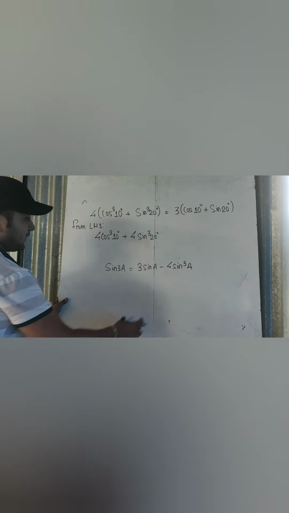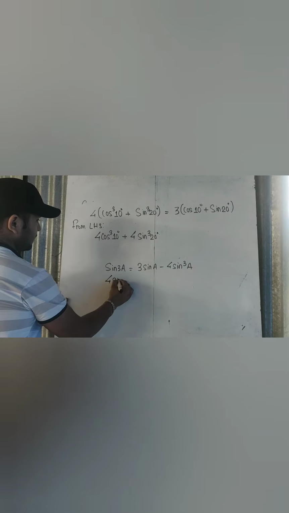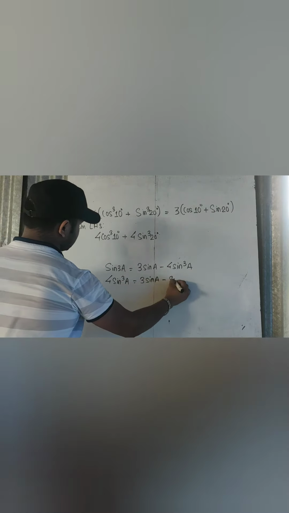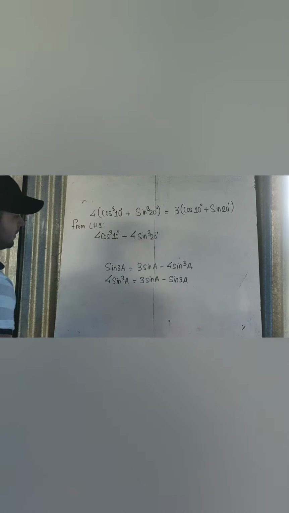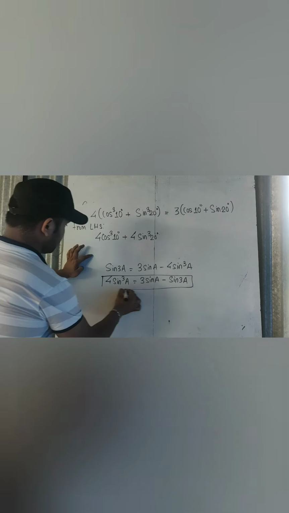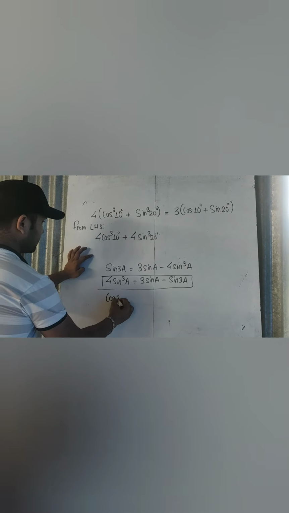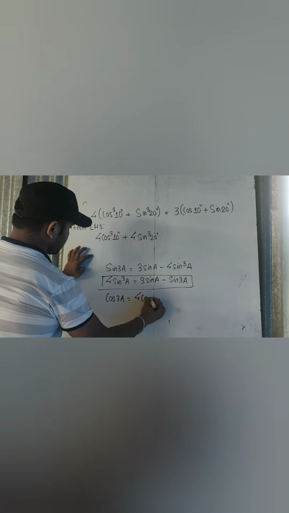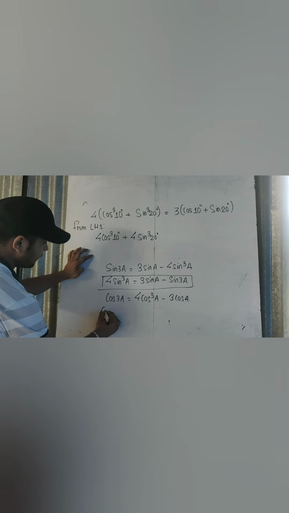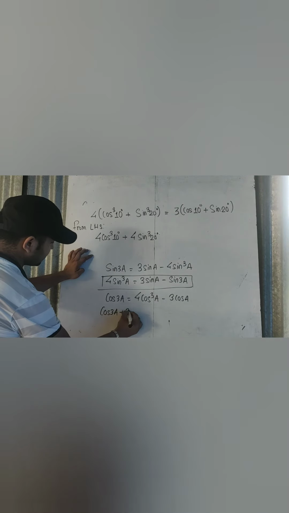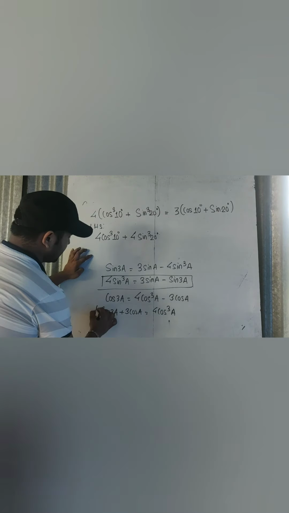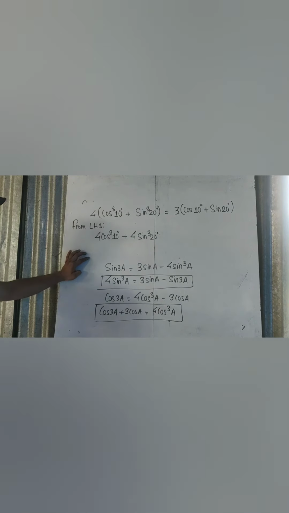So let us derive the formula. When you move 4 sin cube a to the front, it tends to plus 4 sin cube a equals 3 sin a minus sin 3a. We get this formula. So on 4 sin cube a, these things should be kept in memory. Similarly, we also have the formula of cos 3a: 4 cos cube a minus 3 cos a. So when you derive the formula of 4 cos cube a, you get cos 3a plus 3 cos a equals 4 cos cube a.